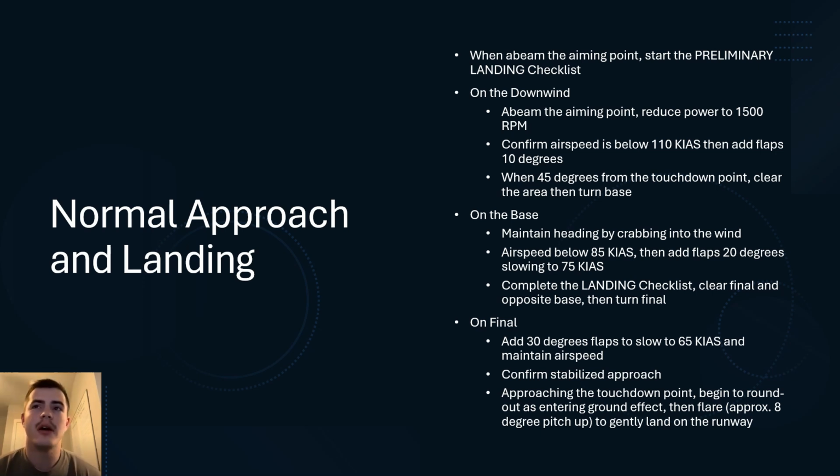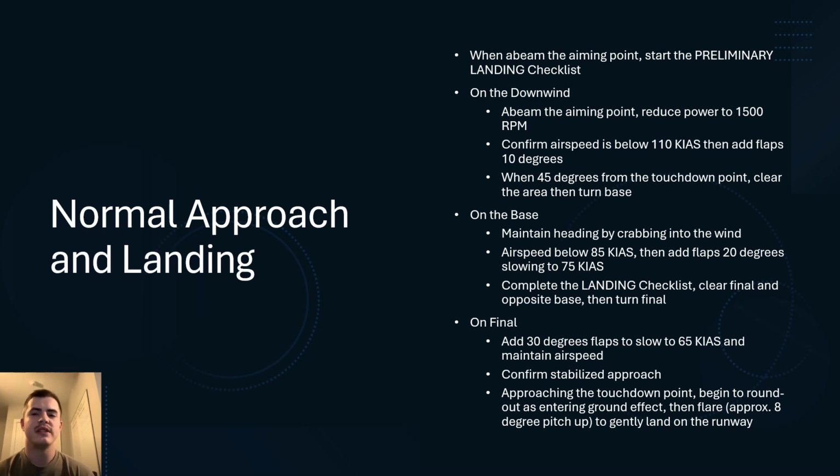We want to make sure that our airspeed is below 85 knots, and then we're going to add 20 degrees of flaps to slow us to 75 knots. When we're on the base, we also want to lose about 300 feet, and then we will complete the landing checklist. We're going to clear final and clear the opposite base, and then we're going to turn final. When we're on final, we want to add 30 degrees of flaps to slow to 65 knots, and we're going to maintain 65 knots until we touch down.